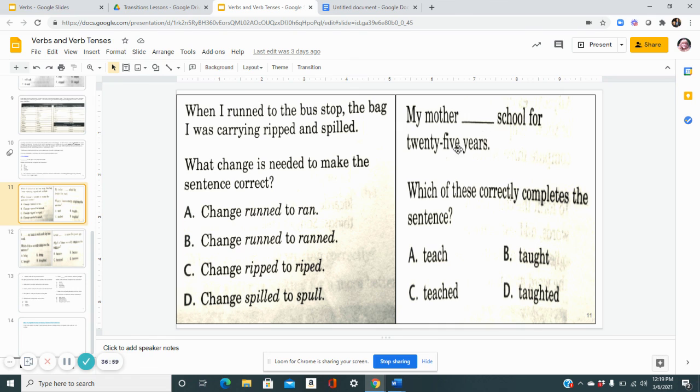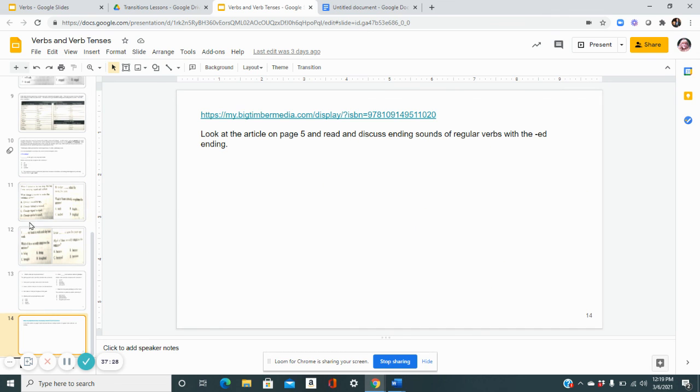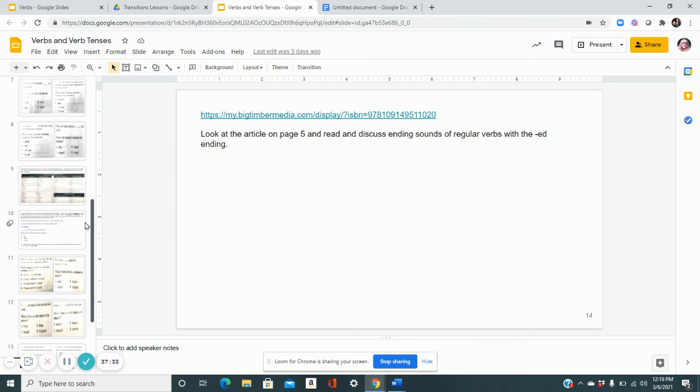My mother blank school for 25 years. Okay, so this one, you're going to find the one that is best for the sentence. This one is telling us that something happened in the past, and so we have to use the past tense of the verb to teach. Teach is an irregular verb, and taught is the correct answer. So I would suggest looking through the slideshow.